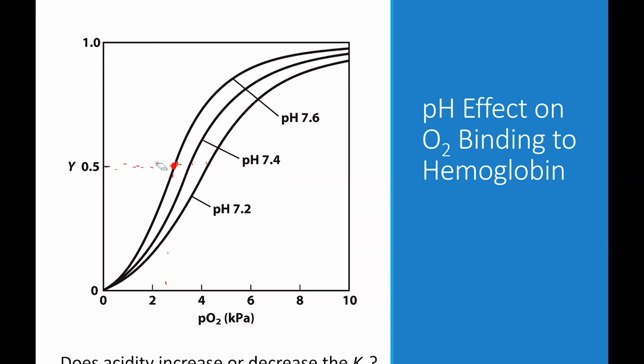So think about which setting would be better for lung versus tissue. Would you want your lung to have the higher pH or your tissue to have the higher pH? And would you want lung or tissue to have the lower pH?